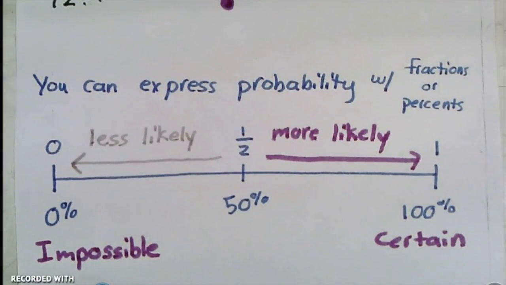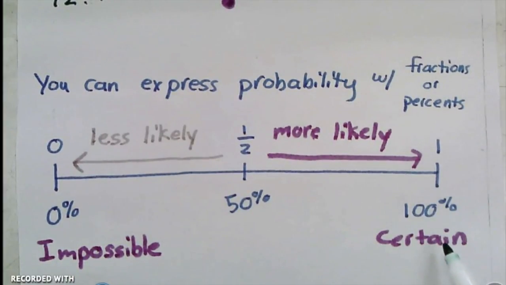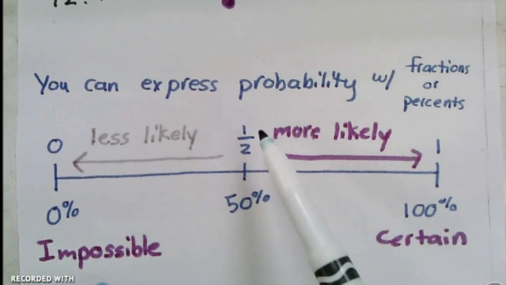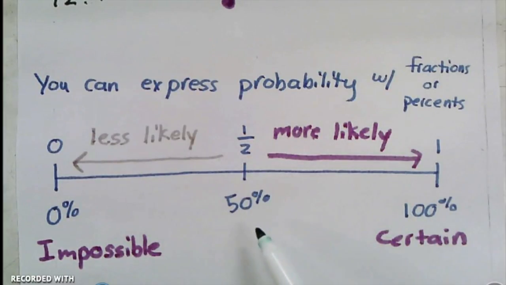Let's look at the next part. So you can express probability with fractions or percents. Anything that has a probability of 0 is impossible. Anything with a probability of 1 is certain. Same thing with percents. 0% impossible, 100% chance, certain. And then at half, we have half as a fraction, 50%. This is equally as likely.